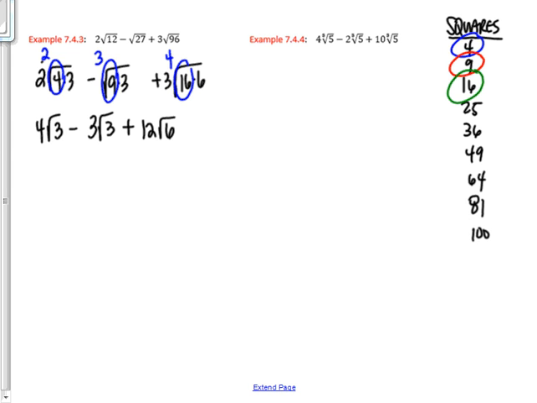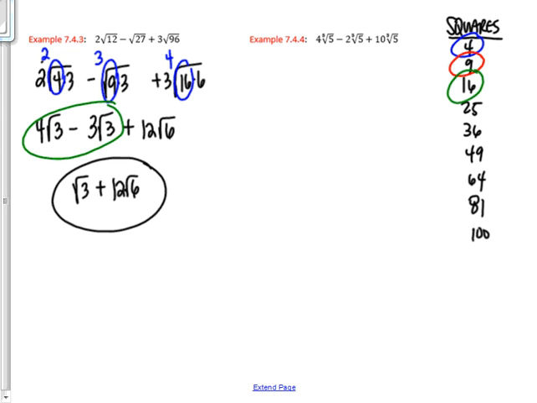Now out of those, do I have any like terms? Yep. These two are both square roots of 3 and put them together. So I get 1 square root of 3 plus 12 on the square root of 6. I can't go any further than that.